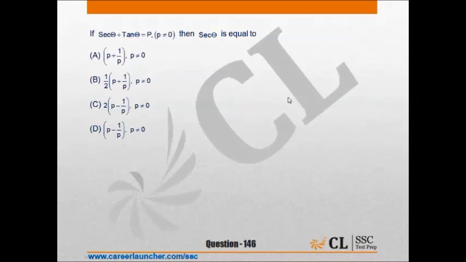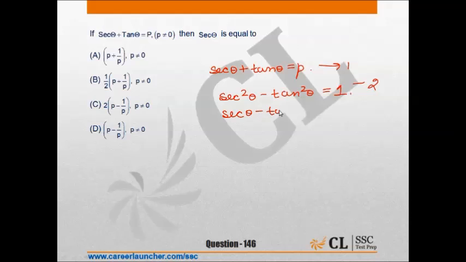The next question is, if sec theta plus tan theta equals P, then sec theta is equal to. Now sec theta plus tan theta is equal to P. As we all know, sec square theta minus tan square theta is equal to 1. From these two equations 1 and 2, we get sec theta minus tan theta is equal to 1 upon P. Now we have to calculate sec theta. So sec theta will be equal to half of P plus 1 by P. Hence my answer is option B.